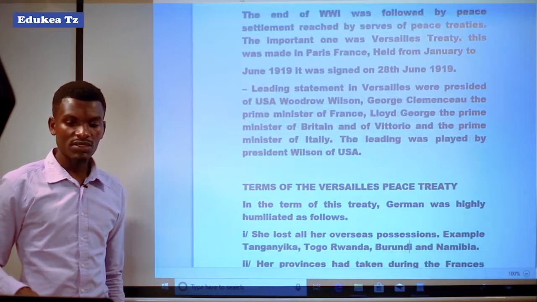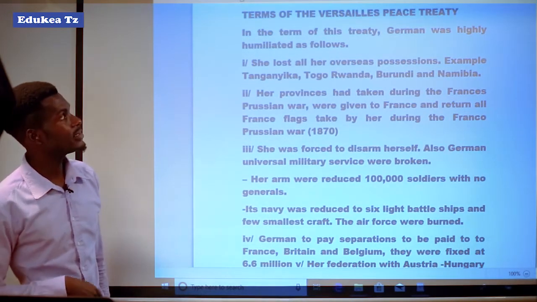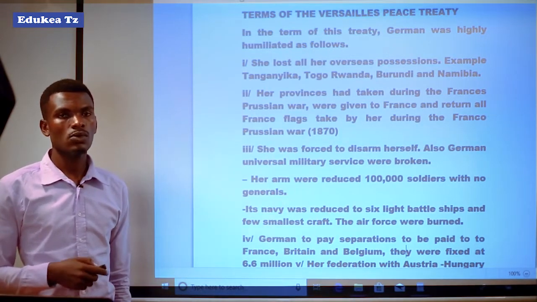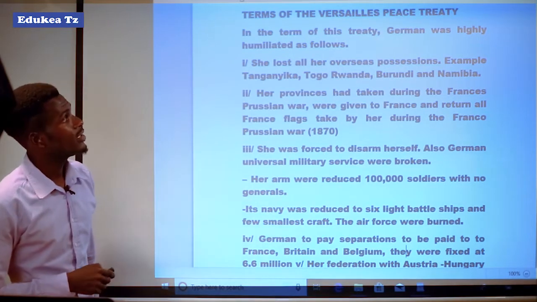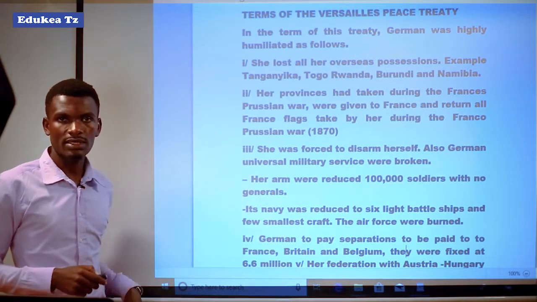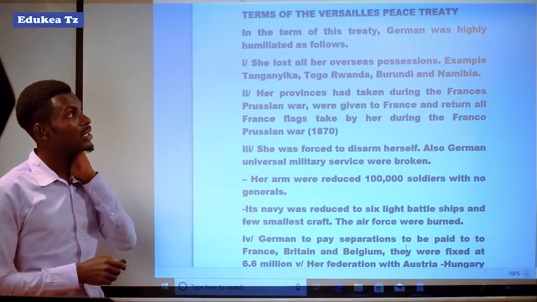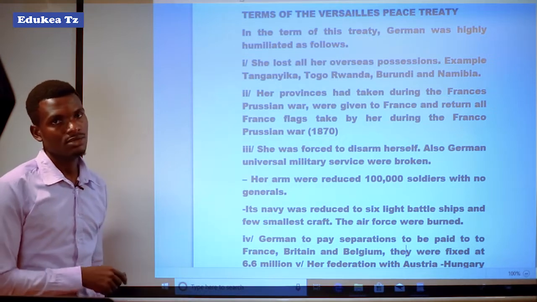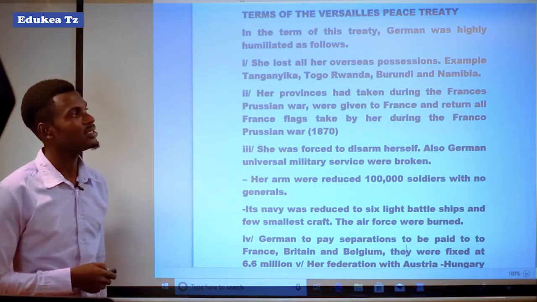After looking at the short definition of the Versailles Peace Treaty, let us see the terms of the treaty, which was held from January to June 1919. In the terms of this treaty, Germany was highly humiliated. It means that during the Versailles Peace Treaty, Germany was highly humiliated. And these were the terms of the Versailles Peace Treaty of 1919.